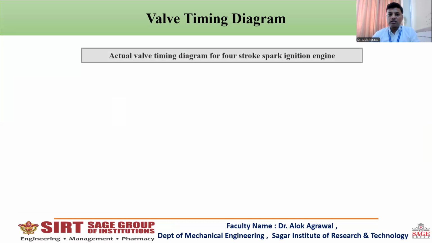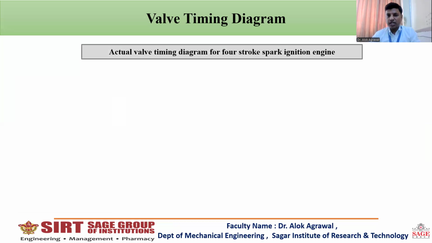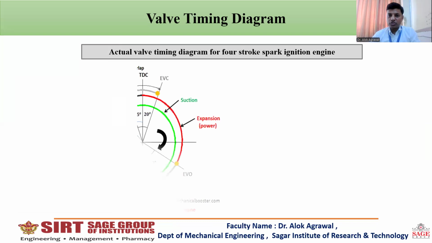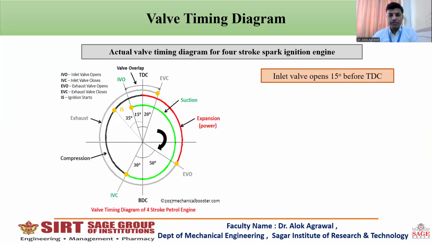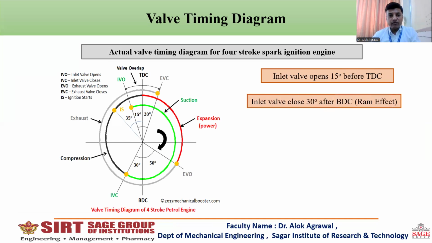So let us see what the actual valve timing diagram looks like. First we will see it for a four-stroke engine. What is happening here? The inlet valve is not open at top dead center, but it will open 15 degree before top dead center. Similarly, the inlet valve will remain open and will close around 30 degree after BDC. The reason for this will be explained in the next slide.